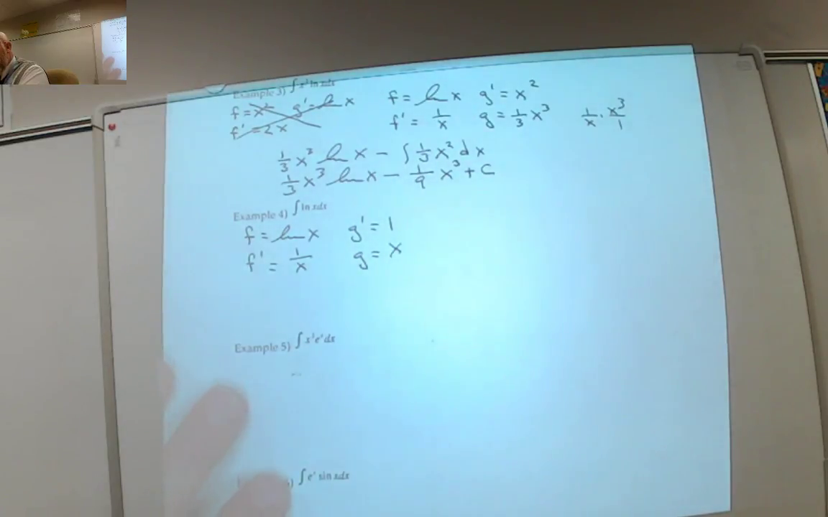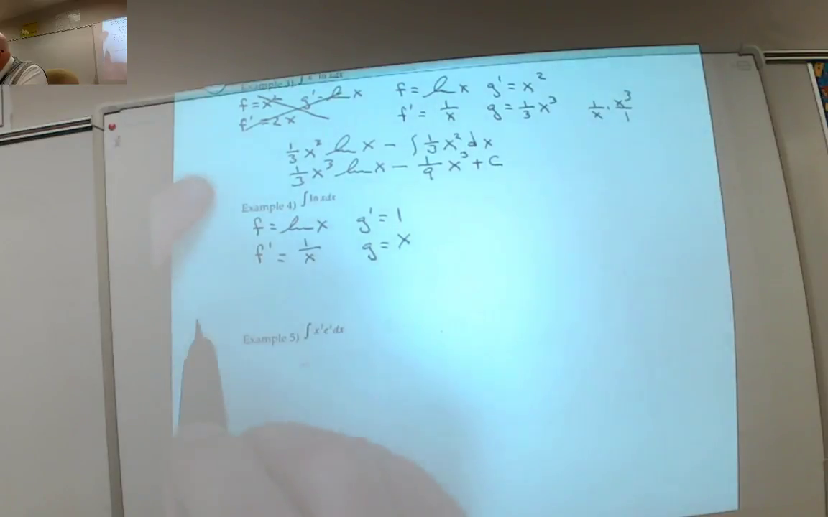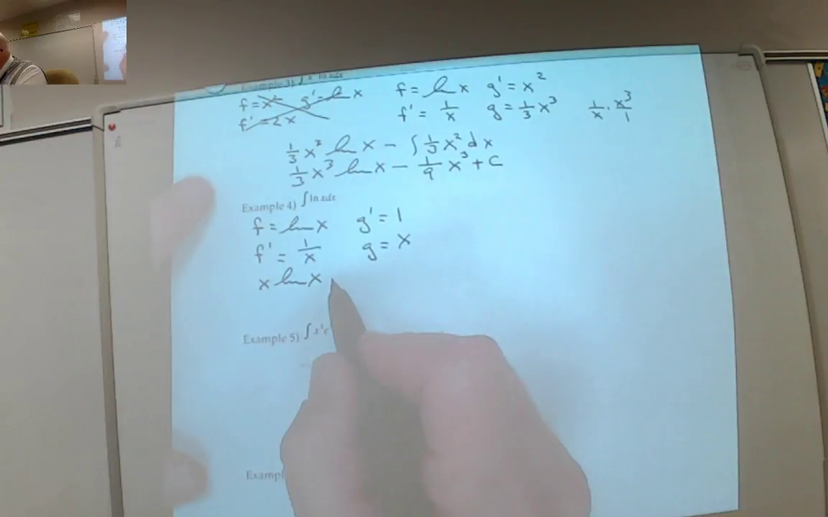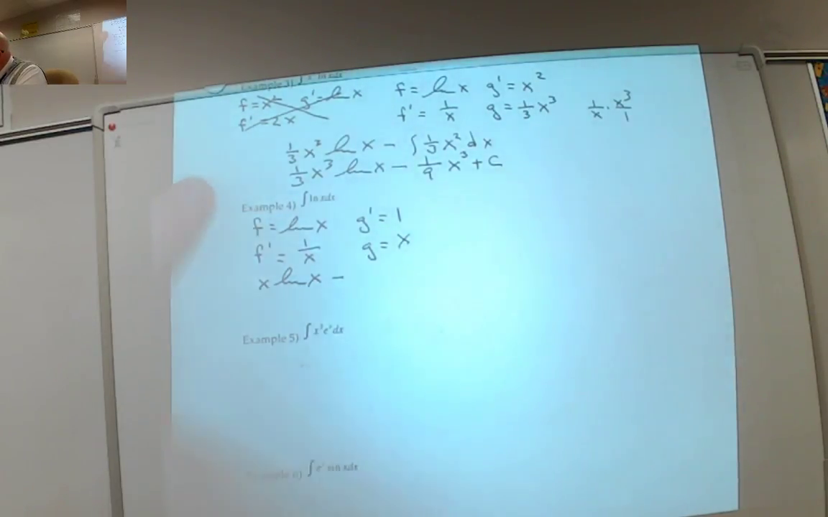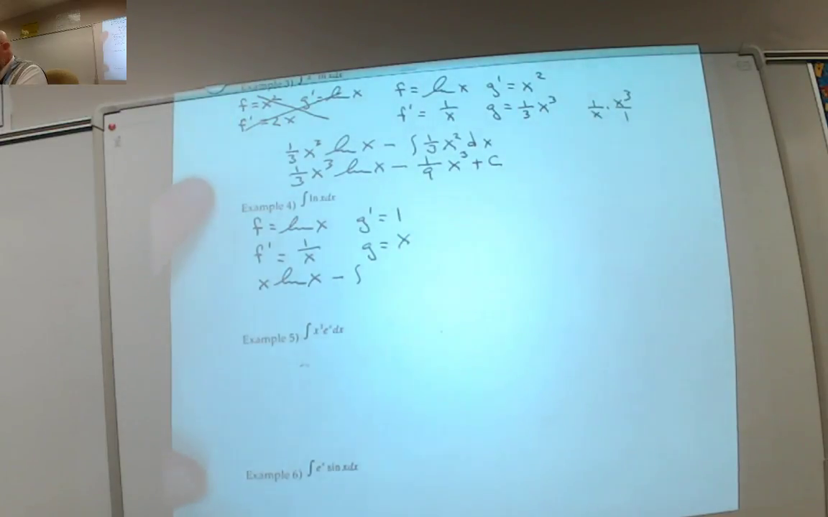All right, you okay with that? Yep. Okay, so tell me what to write. Ln of x times x. Can I write that x ln of x? Otherwise, to me, it looks like x times x, and I have a chance to write x squared. Okay, minus what? Minus the integral of 1 over x times x. What is 1 over x times x? 1.